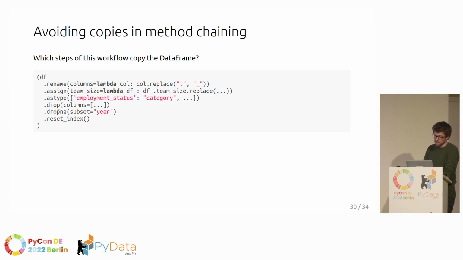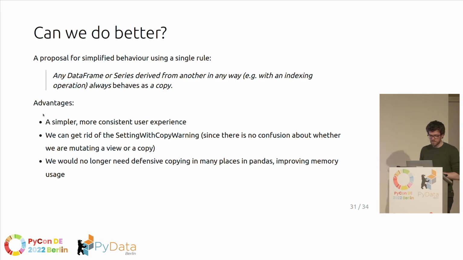It's actually only the one line in this workflow, the drop NA, that's creating a copy, but that's because it's dropping rows, and for that operation you inherently need to copy the data to new arrays to get contiguous data when you drop some rows. But all the others could, in principle, use this delayed copy mechanism to avoid a lot of copies.